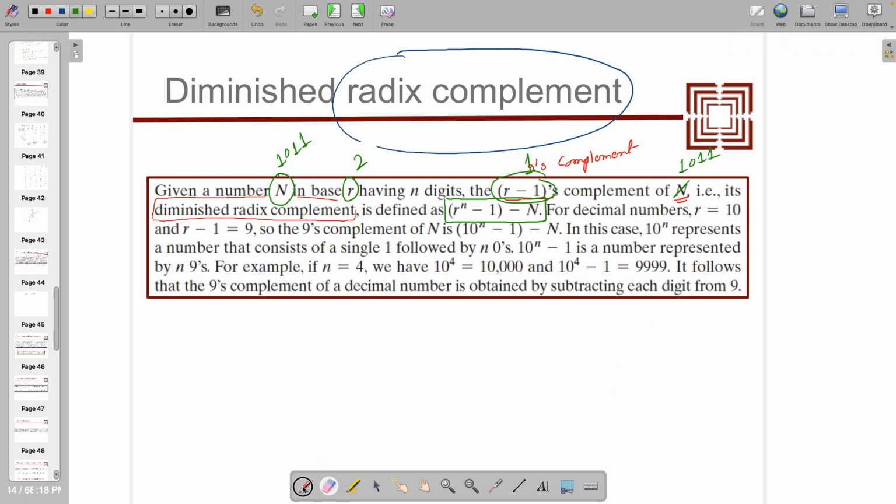Easy or no? We are just reading the definition. We have not solved any question yet. So, for a decimal number, if base is 10, r minus 1 equals 9. So, the 9's complement of N is equal to 10 raised to n minus 1 minus capital N. In this case, 10 raised to n represents a number that consists of a single 1 followed by all 0s, and 10 raised to n minus 1 is a number represented by all 9's. So, for example, n equal to 4. It is directly all 9s subtracted, and that is going to give you the 9's complement. It is very simple. So, this is the definition.